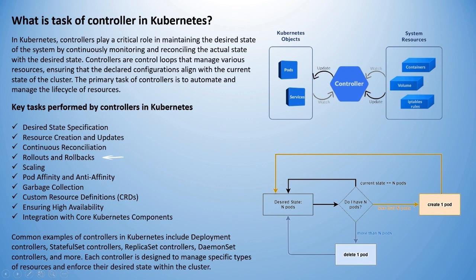Rollouts and rollbacks. Controllers handle rollouts and rollbacks of resources. Deployments, for example, gradually update or roll back the replicas of a pod to introduce changes or revert to a previous state without downtime.